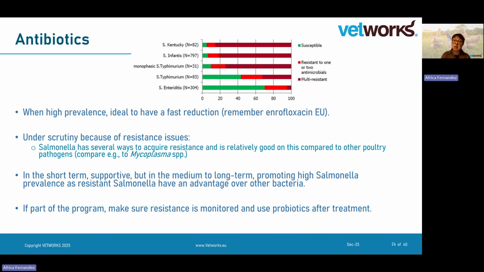And after antibiotic treatment, it is good to use probiotics to help the animals start new bacteria colonizing the intestinal tract, so the intestine is not open again to be contaminated with Salmonella that is still in the environment.